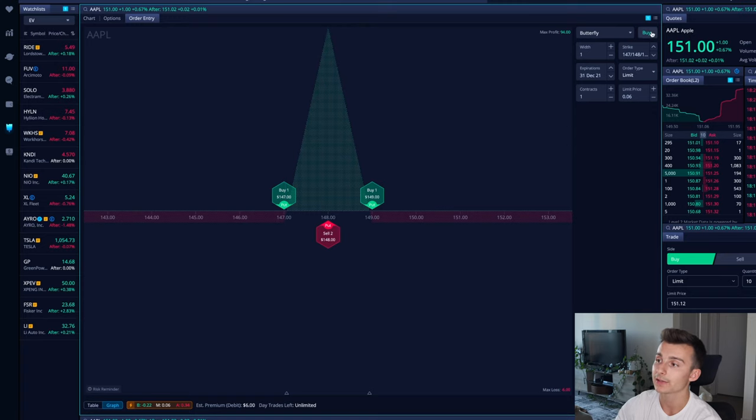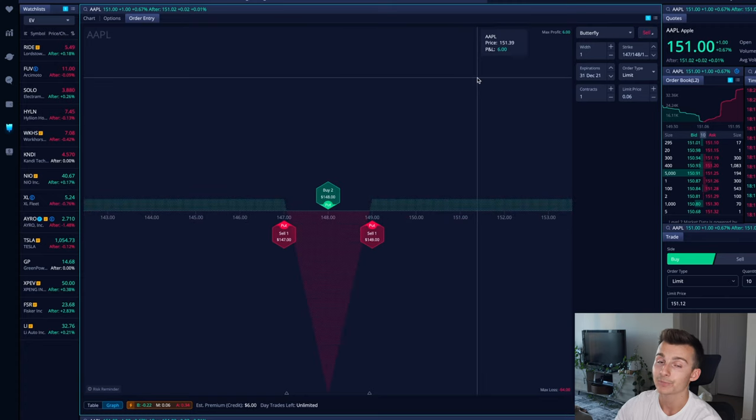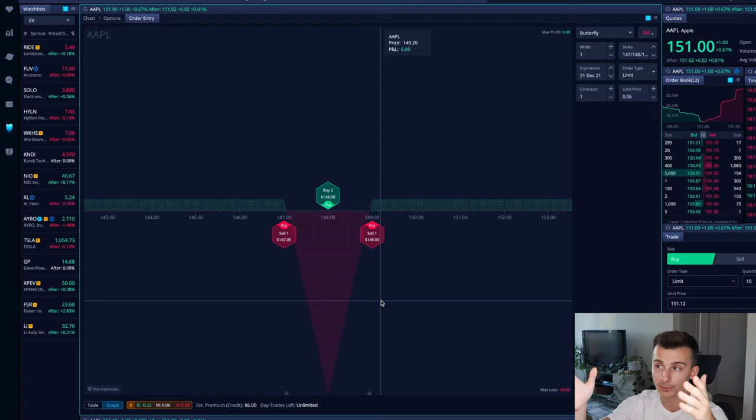And if I was to go to the sell side, click on the top right, sell. It's the opposite right here. So we're gonna get a credit of $6. And as long as Apple expires or finishes by this expiration date, which is the end of the year, in the range of 147 to zero or 149 to infinity, then we're good. We're gonna keep our $6.